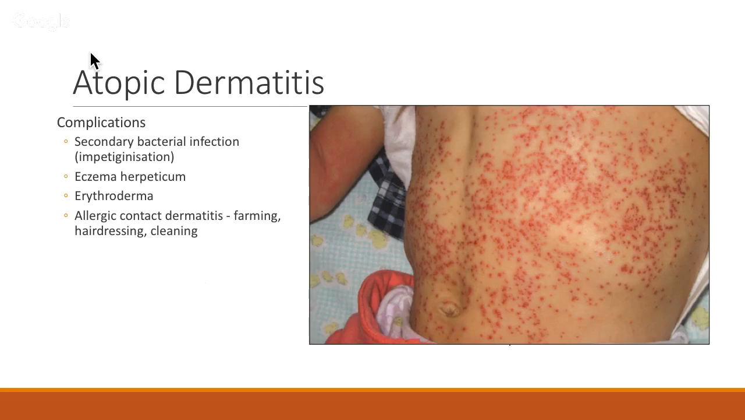And allergic contact dermatitis, which is a nice thing to tell the patients if they do have severe atopic dermatitis, that if they're thinking of careers further down the track, such as farming, hairdressing, cleaning, in those sorts of careers, they're actually at an increased risk of developing allergic contact dermatitis. So they should probably avoid those careers, otherwise if they do develop it and they're in that pathway, it really limits them, they'll probably have to change careers. So those are the main complications to be aware of.